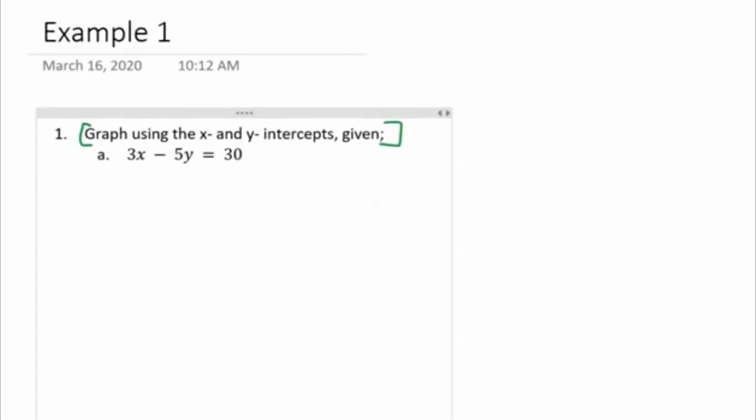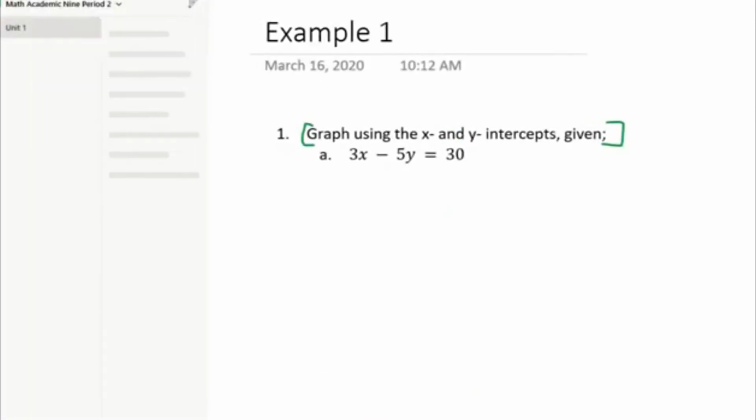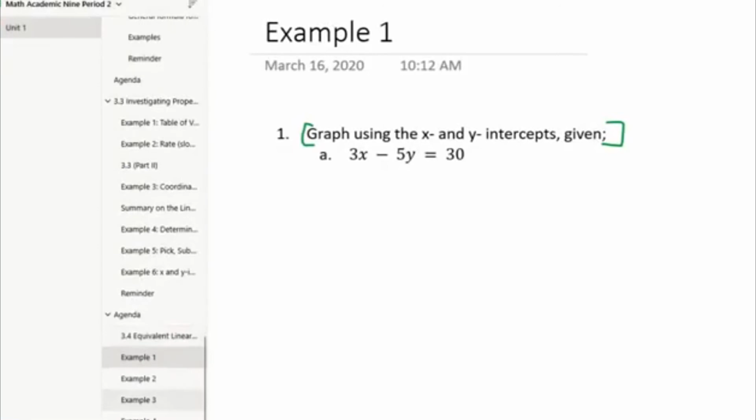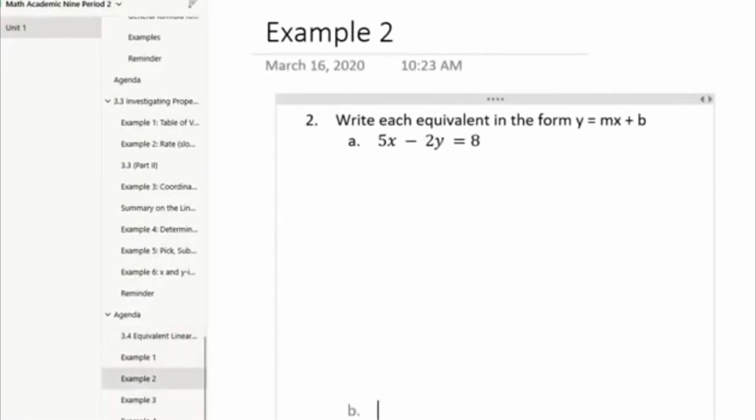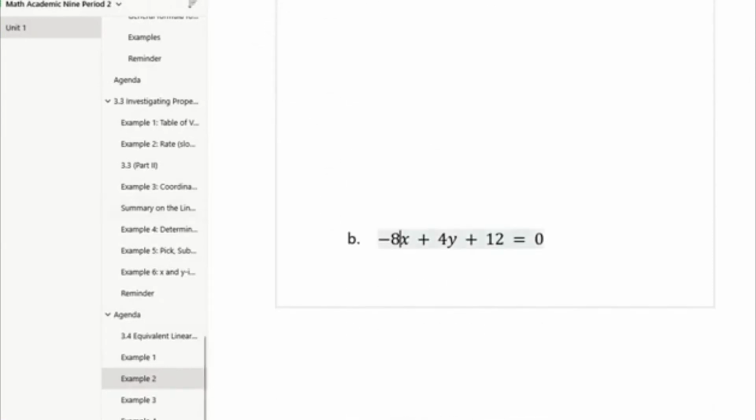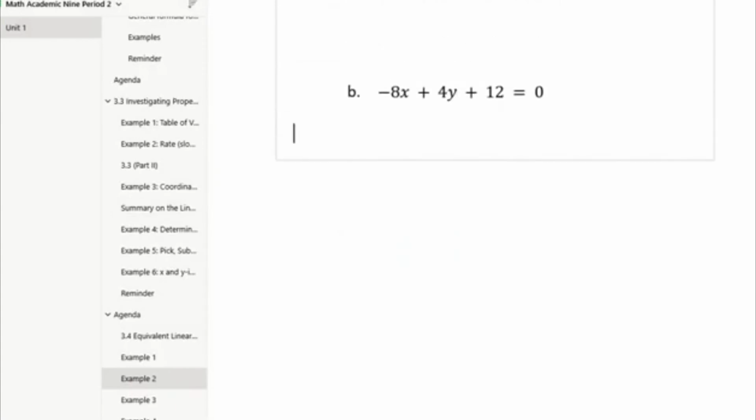And if you want to do another version, given this question where we have to write this equation into this particular form, y equals mx plus b, which is this right here. Then if we go into question b, b says that you're given -8x plus 4y plus 12.